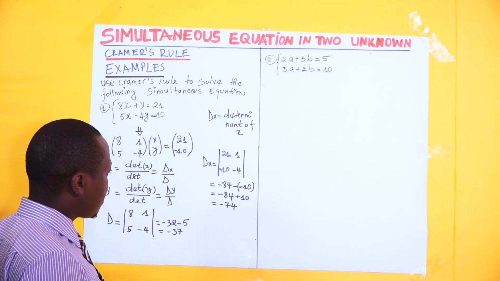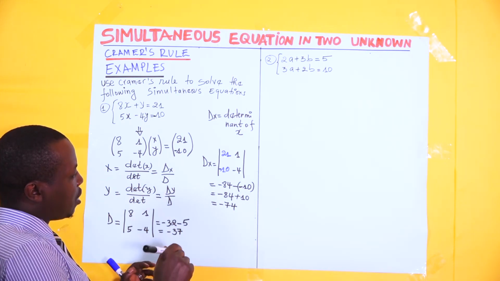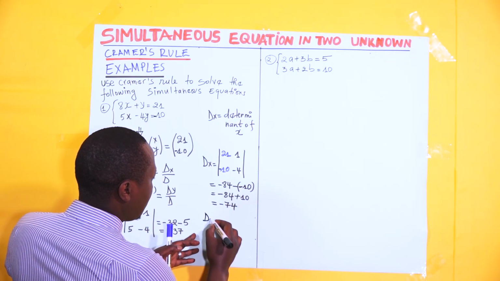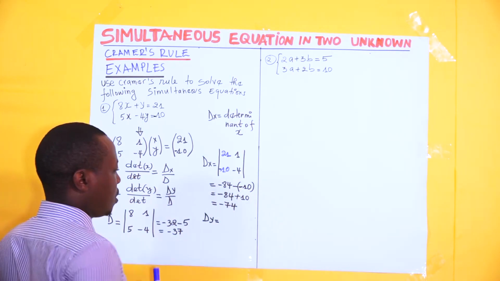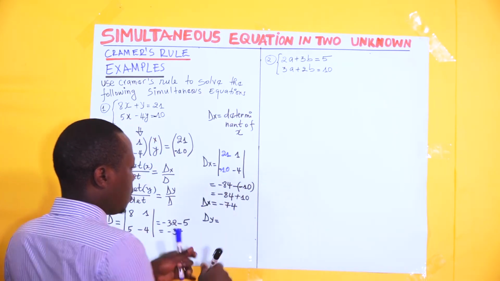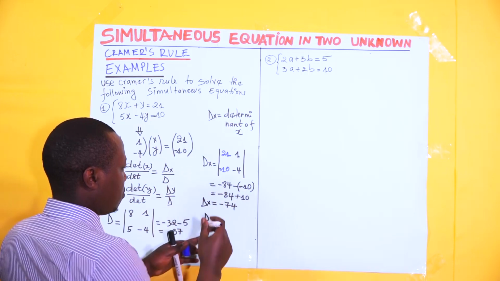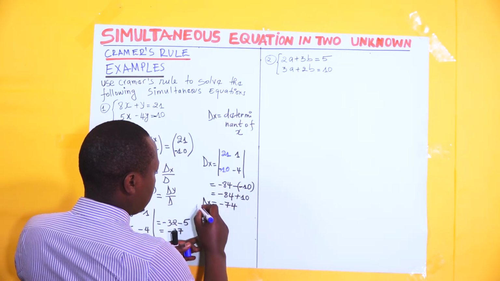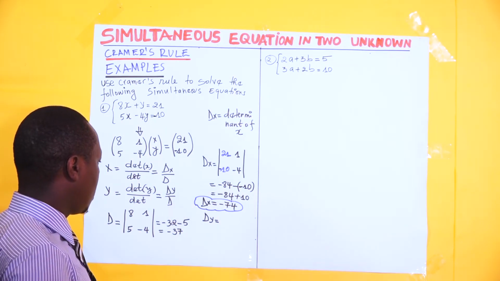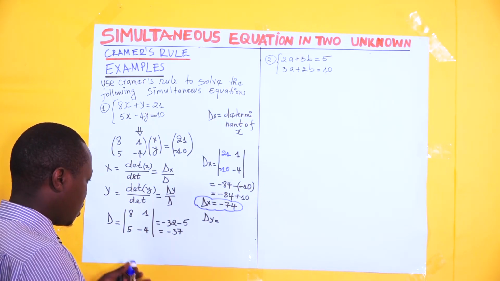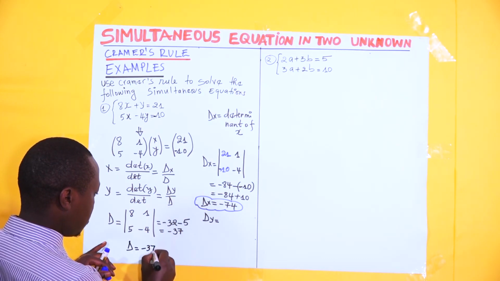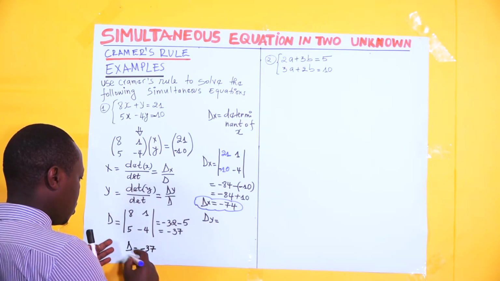So let us find the determinant for y. We're going to write dy equals what? This is dx, right? And then remember this is the determinant, d, which equals negative 37, right?